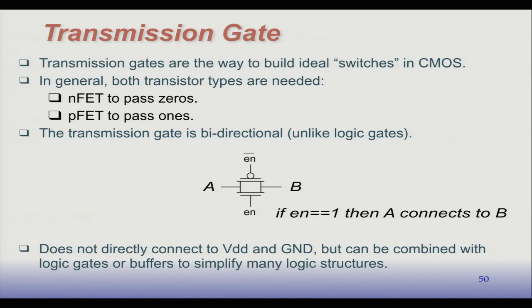So if we put both transistors there, we can handle both cases, either passing a 0 through or passing a 1 through. And when I say pass a 1 through, what I mean is connect this side to VDD and expect this side to be VDD. Or connect this side to ground and expect this side to be grounded. That's what I mean by passing a 0 or a 1. So this is a popular structure in CMOS for building perfect switches, and I'll show you how we can use this to simplify some of our circuits.